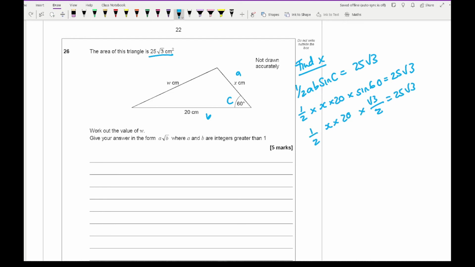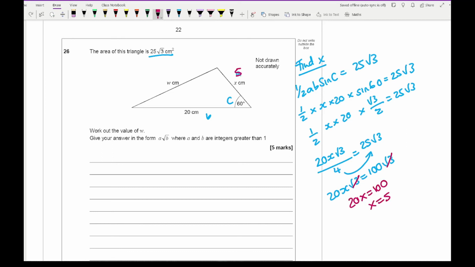Now if I neaten up this left hand side, it's going to be 20x root 3 all over 4 equals 25 root 3. So from this, if I take the 4 over, I end up with 20x root 3 equals 100 root 3. Then I can cancel the root 3s because I've both got root 3s. And what I've got is 20x equals 100, so x equals 5. So I can write that as 5.